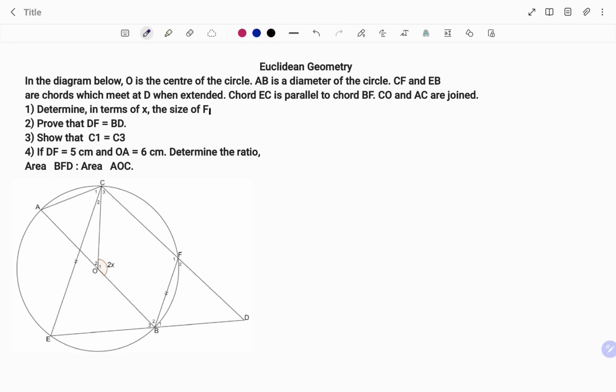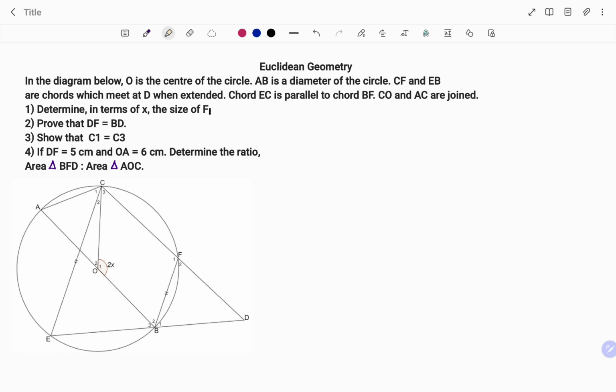1. We are to determine in terms of x the size of F1. 2. Prove that the line DF is equal to the line BD. 3. You have to show that angle C1 is equal to the angle C3. And 4, if DF equals 5 centimeters and OA equals 6 centimeters, we have to determine the ratio of the area of triangle BFD to the area of triangle AOC.